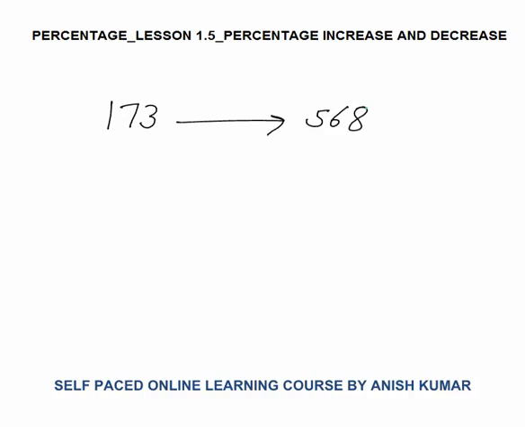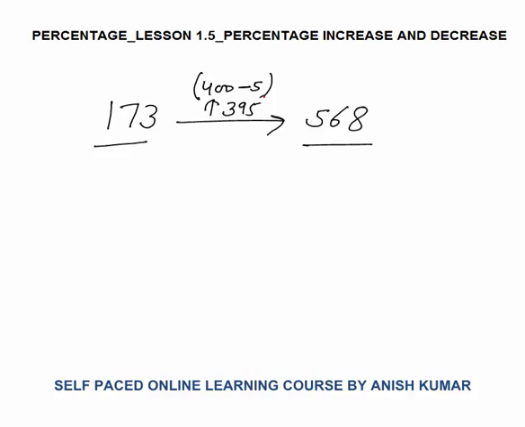Now next is 173 to 568. We need to find the percentage increase. We are doing all this because that will really help us in data interpretation questions. Now first of all, what is the increase? 173 to 568. You can see that if we add 400, this will become 573. But we need to reach 568. So 573 minus 5 will give us 568. So the increase is 395.